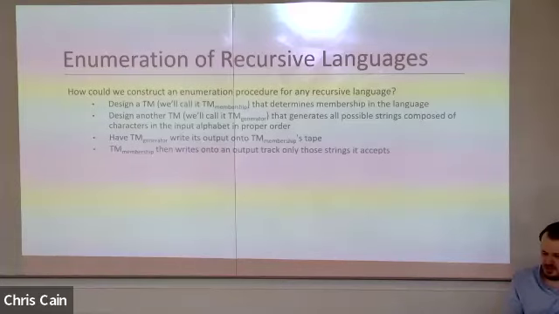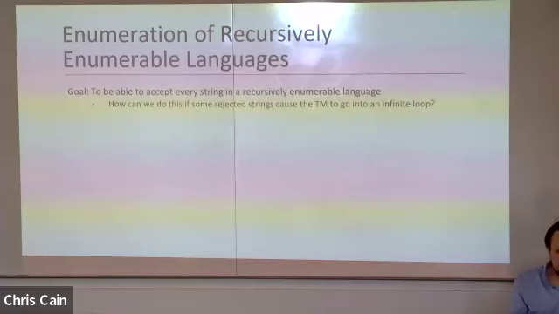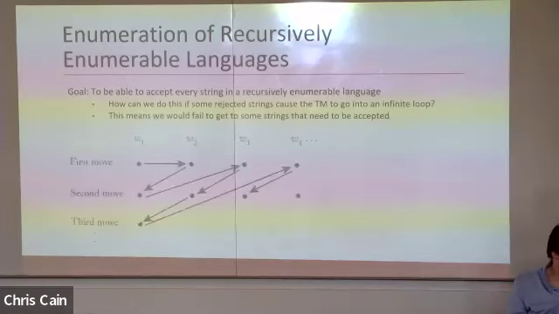It was a lot harder for recursively enumerable languages. We now have to think about, okay, well, we can't say no. We may be able to say no, but it also may put us into an infinite loop if the answer is no. So we want to be able to accept every string in a recursively enumerable language. Some rejected strings can cause an infinite loop, so we need some kind of diagonalization. This is very similar to what we had talked about when we talked about enumerating all of the rational numbers.